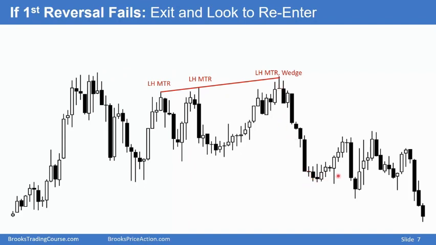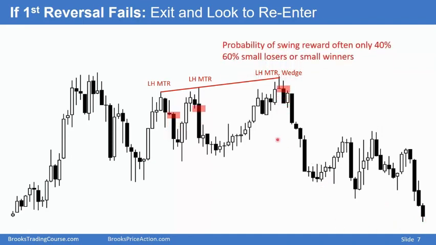First leg and maybe second leg. Maybe second leg get out here. Maybe you keep holding. The probability of a swing trade, even with a good setup, only about 40%. 60% of the time you get small losers or small winners, and they offset one another. But 40% of the time you get a reward more than twice your actual risk. Here, the reward is many times bigger than the actual risk.